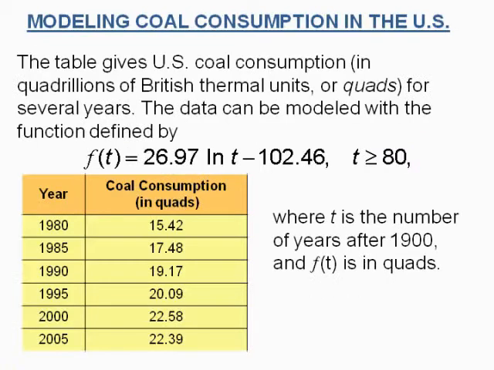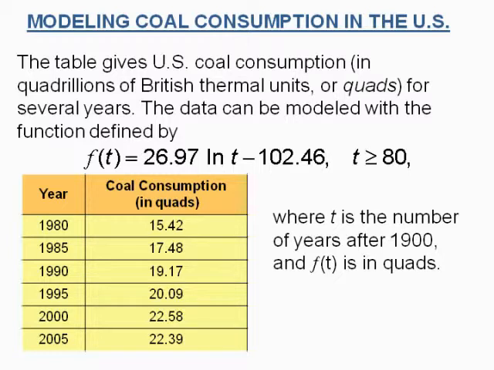All right, so they may start measuring these things in psychological studies and go from there. All right, let's try another example here, modeling coal consumption in the U.S. Now, the table gives U.S. coal consumption in quadrillions of British thermal units, or quads, for several years.